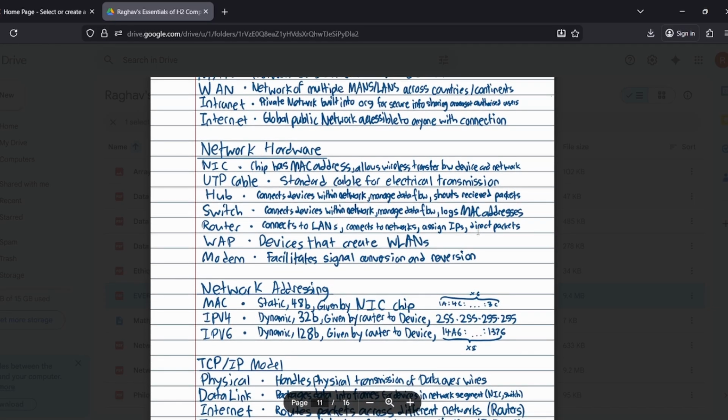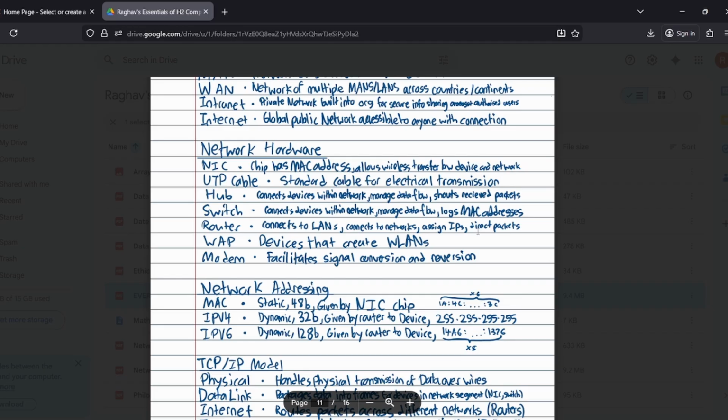Then we have network hardware. NIC. NIC is a chip. It's a chip inside of your computer that has a MAC address. It allows wireless transfer between the device and the network. Then we have the UTP cable, which is a standard cable for electrical transmission. It is just a cable.